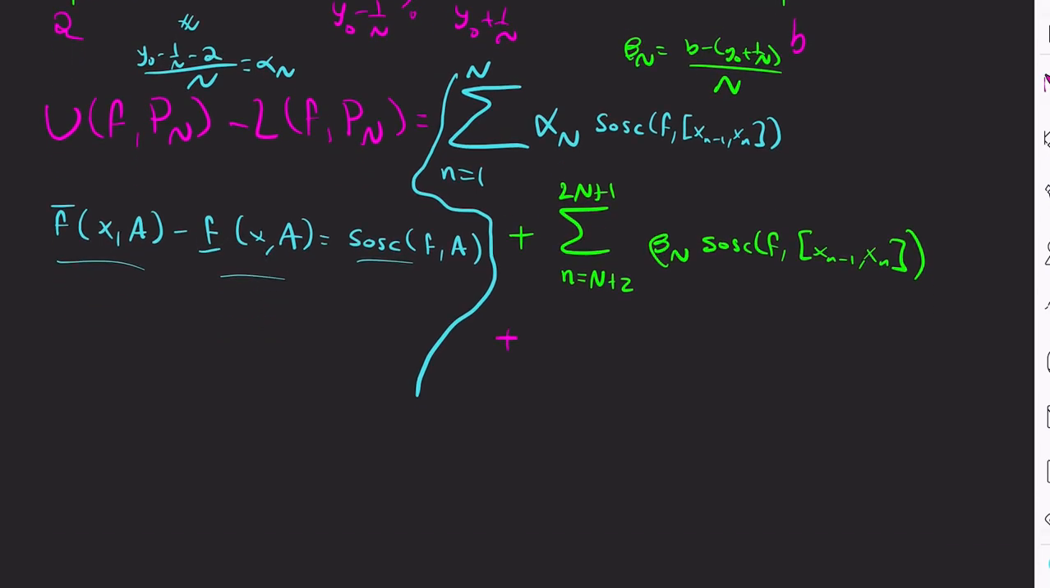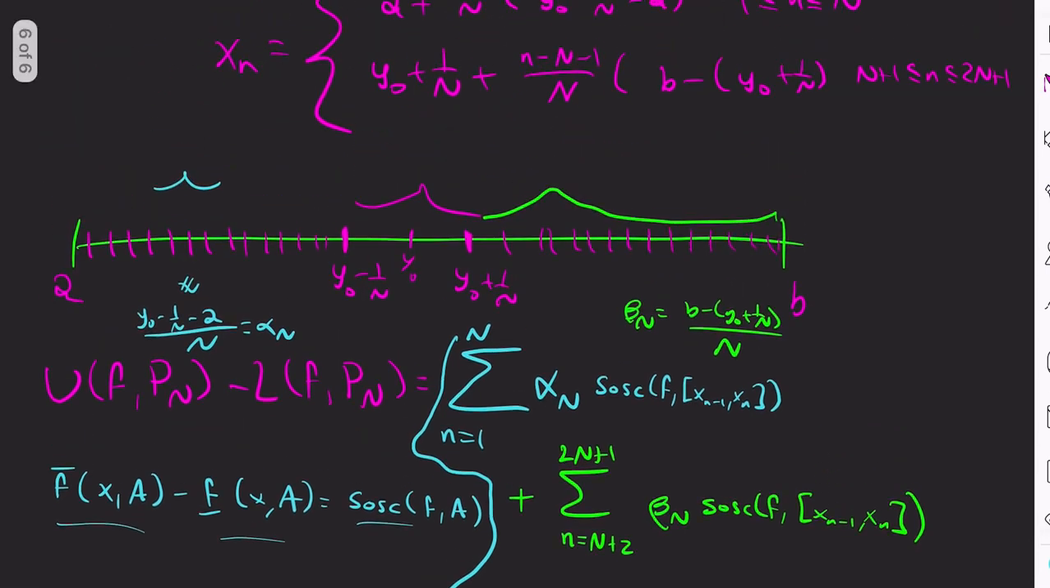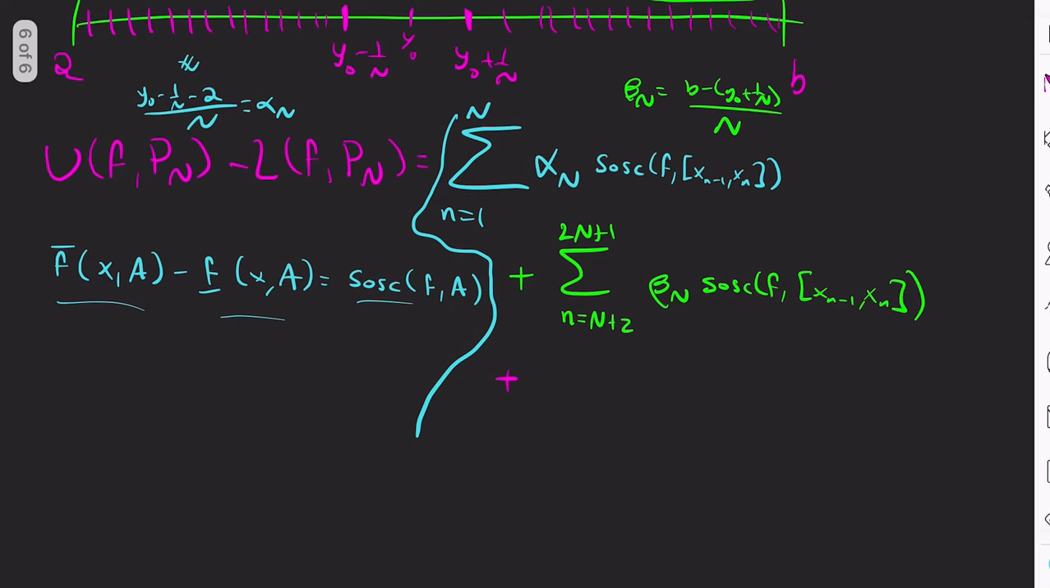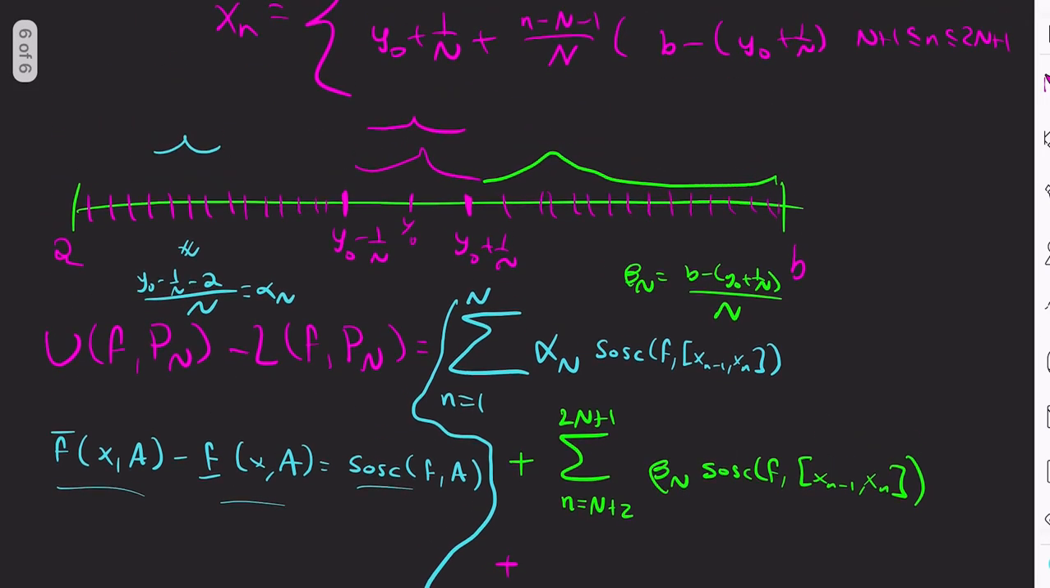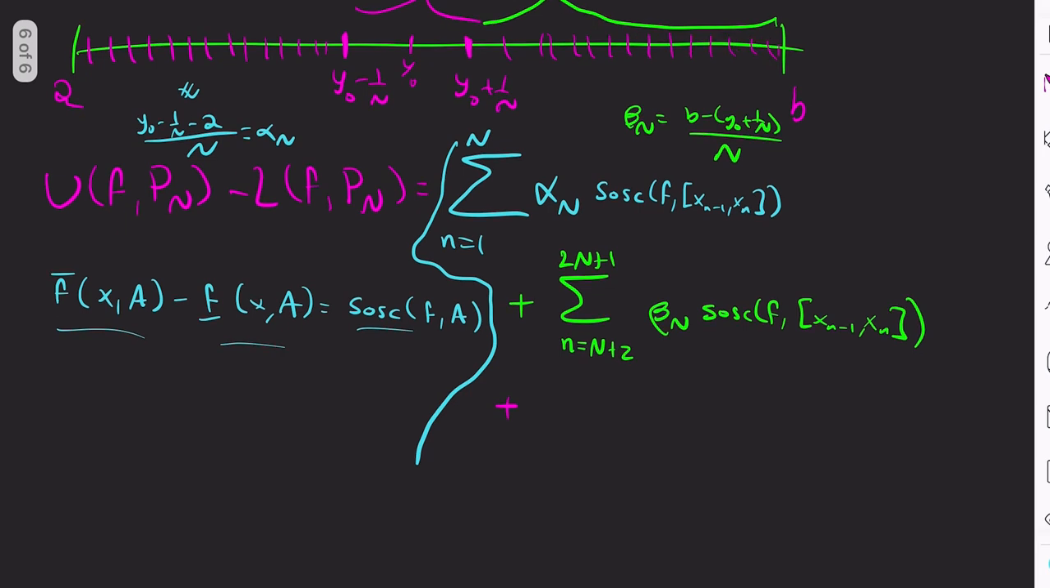And then in red is the super interesting part. That's where the discontinuity lives. So that mesh size is going to be, let's see, oh, it's just 1 over 2n, times the set oscillation of f on the interval y naught plus 1 over n.